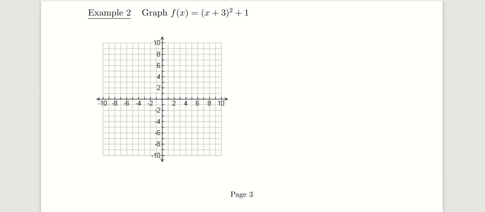Let's take a look at example 2. Again, first thing we want to determine is how does this thing open. Notice that here, there's no number in front, so it's understood to be 1. So a is equal to 1, which is greater than 0. That means it's going to open up.